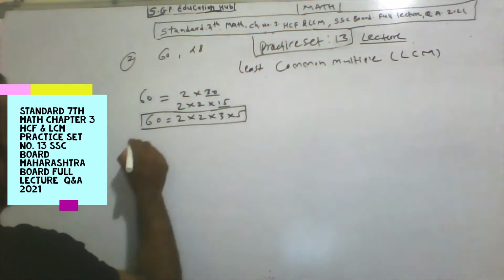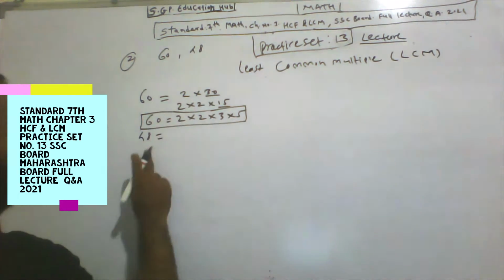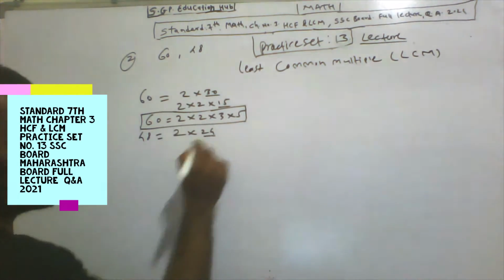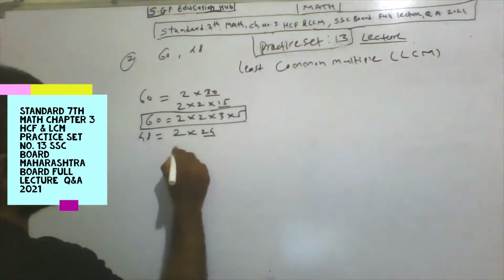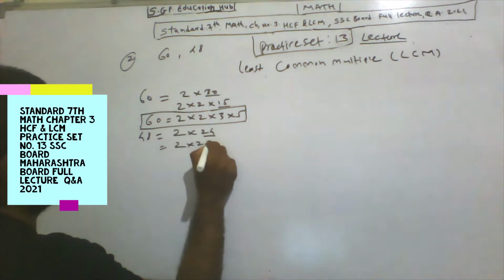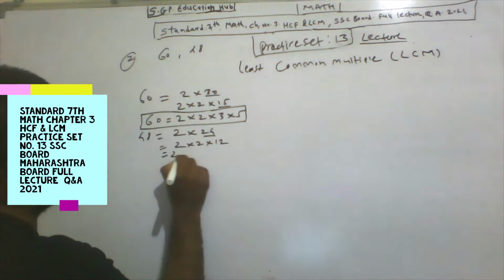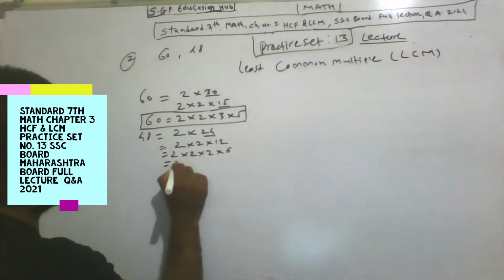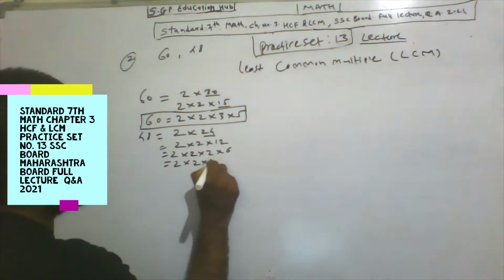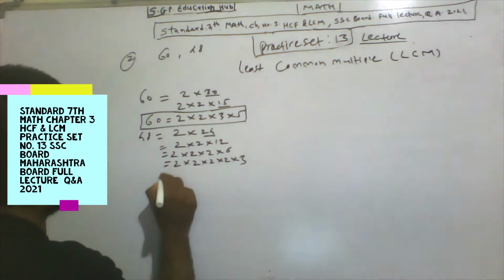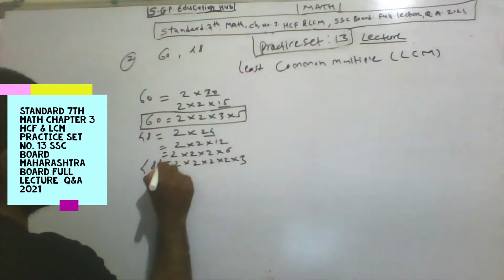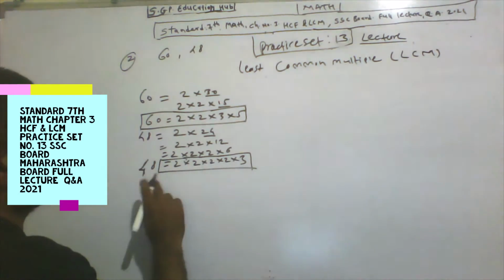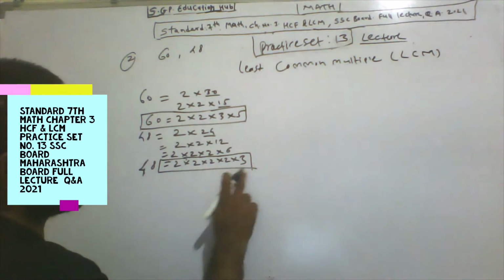Then 48's factors. 48 is an even number, so start from 2 into 24. Factorize 24: 2 into 2 into 12. Then 2 into 2 into 2 into 6. Then 2 into 2 into 2 into 2 into 3. These are the factors of the number 48: 4 times 2 and 1 time 3.